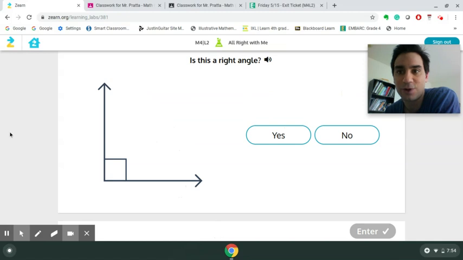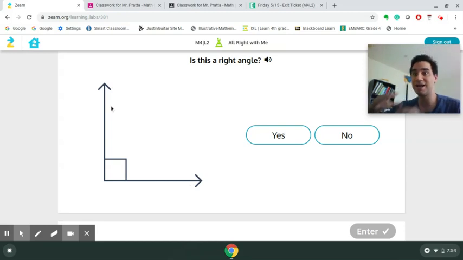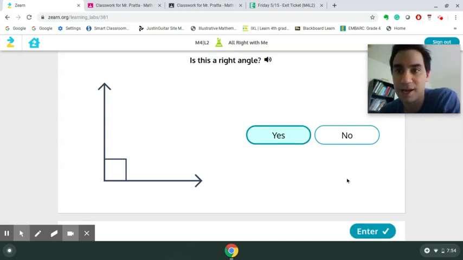Is this a right angle? This is right on the money. Check it out. Perfectly vertical, perfectly horizontal. Those are perpendicular lines. That means when they touch, or when they intersect, they create our 90-degree angle, our perfectly square corner. And yes, this is a right angle.